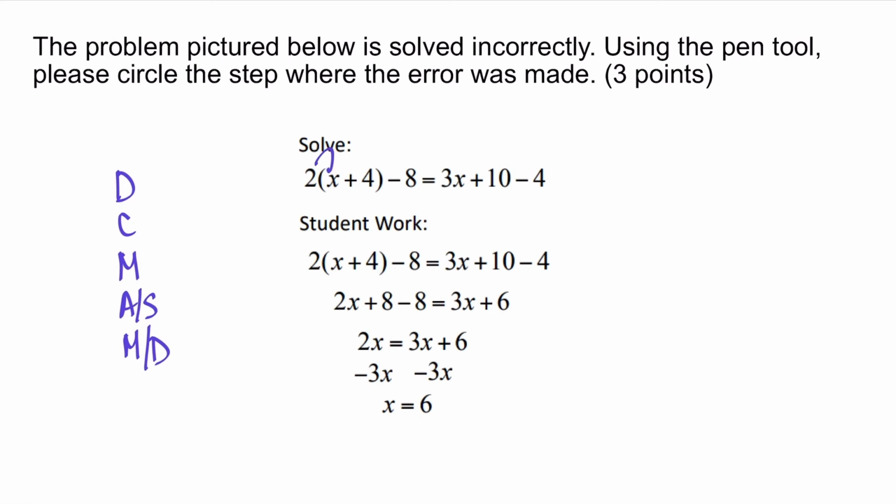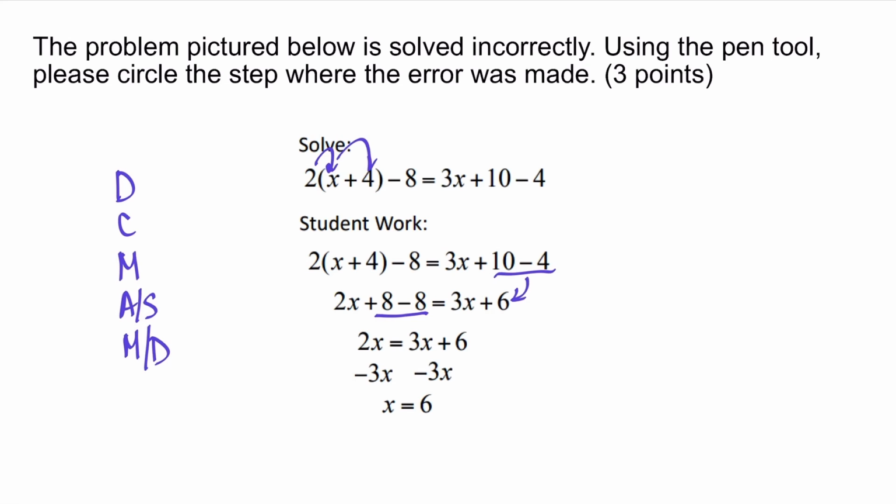So we start off by distributing. So we get 2x plus 8 minus 8 equals 3x. And then it looks like they combined 10 minus 4 and they got 6. So that's good. Well, I don't want to circle that because that's not a mistake. So 10 minus 4 is 6. That's good. So the plus 8 and minus 8 will cancel. So we get 2x equals 3x plus 6.